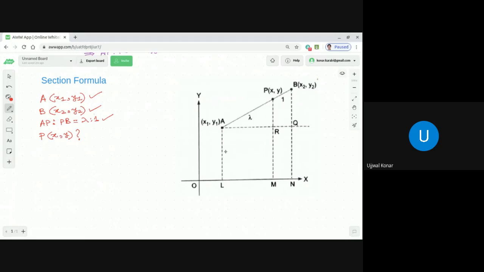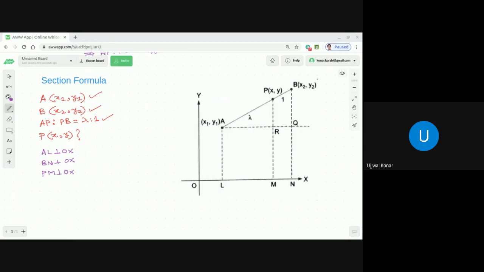So what you see is that AL is perpendicular to OX, then BN is also perpendicular to OX, means from the point B, we draw a perpendicular to the x-axis, and N is the foot of the perpendicular on the x-axis. So BN is perpendicular to OX, and similarly, PM is perpendicular to OX. That means from the point P, we draw a perpendicular to the x-axis, and the foot of the perpendicular is M. So we get PM is perpendicular to OX.